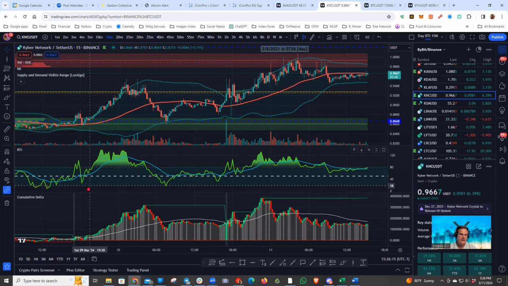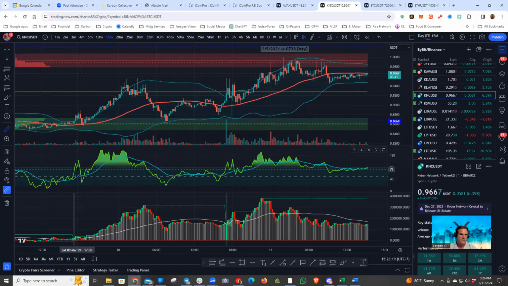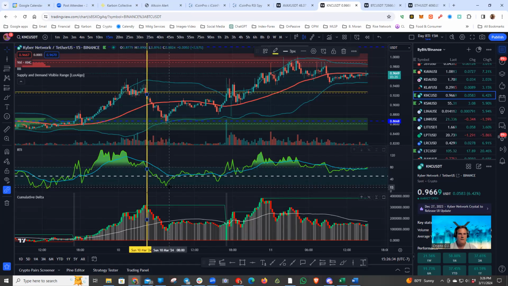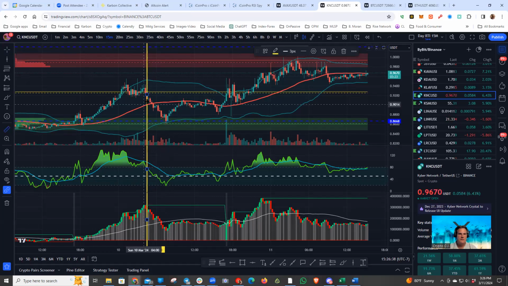On the short side, it's pretty good actually. Get an entry here. Yeah, 1.5%. Another one here. Get my vertical line. It crosses here. And yeah, nice move down here.